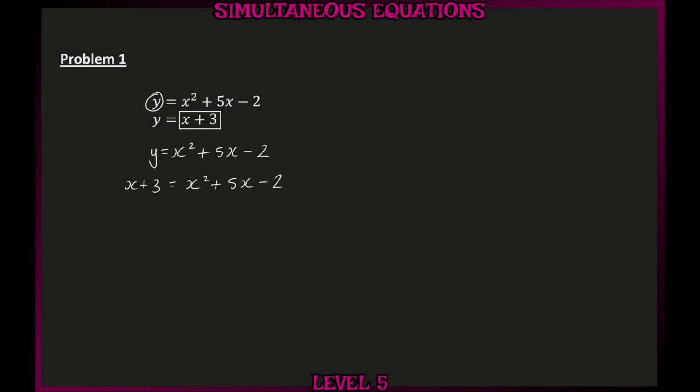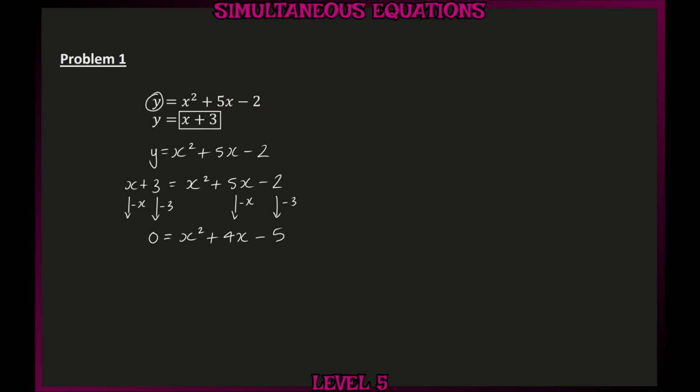So looking at the left-hand side, we can remove the x by subtracting x from the left. And we need to make sure we do the same on the right. And we can also remove the plus 3 from the left by subtracting 3 and doing the same on the right. So on the left, the x, the minus x, the 3 and the minus 3 all cancel out to become 0. And on the right, we have x squared, 5x minus x is plus 4x, and minus 2 minus 3 is minus 5.